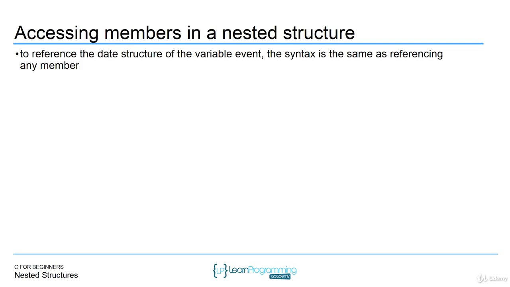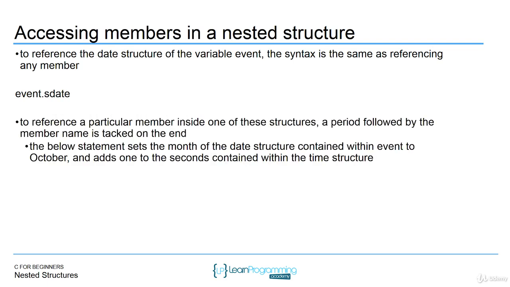When we want to access the members in a nested structure, again, pretty straightforward syntax. All you have to do is reference it like any other member. You have to use that dot member selection operator. So we'd use it pretty much a number of times. So if we have a structure named event and we want to get the date, we say event.sDate because that's a member of that date and time struct. Now if you want to reference a particular member inside of sDate, again you would use the period followed by the member name. That would be tacked on the end.